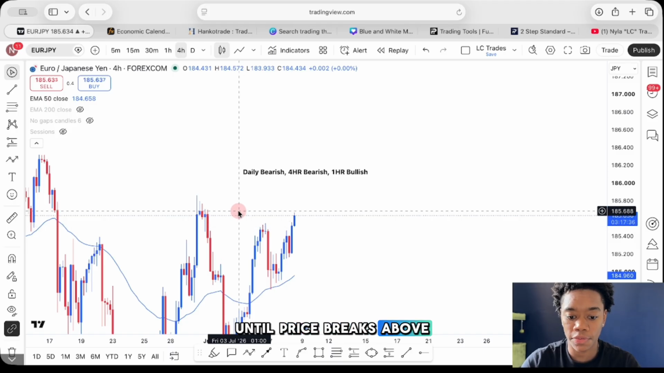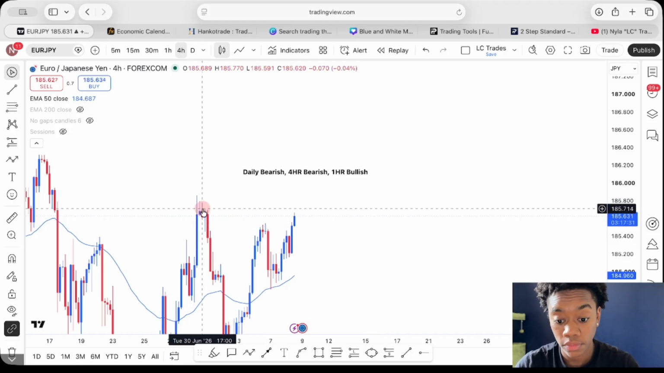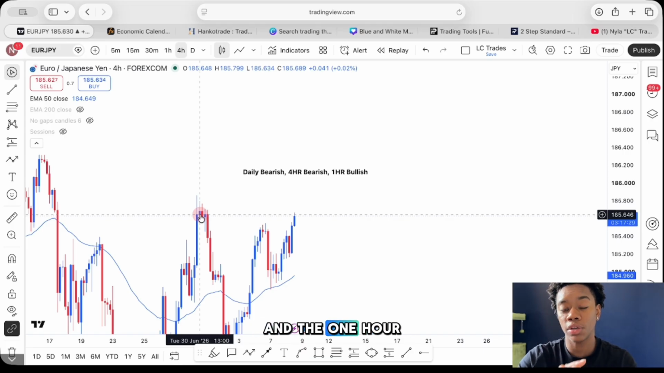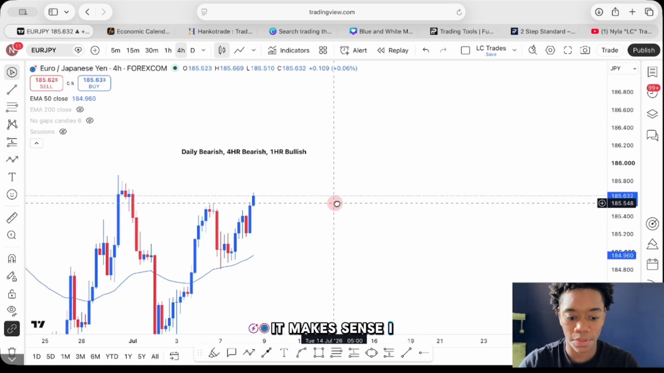Until price breaks above this area right here on the 4 hour, the 4 hour will turn bullish. Then the 4 hour and the 1 hour will be in sync. And this is why I have captions and why you're able to rewind, because that was probably a lot that I just said within 10 seconds. But it makes sense, I promise.